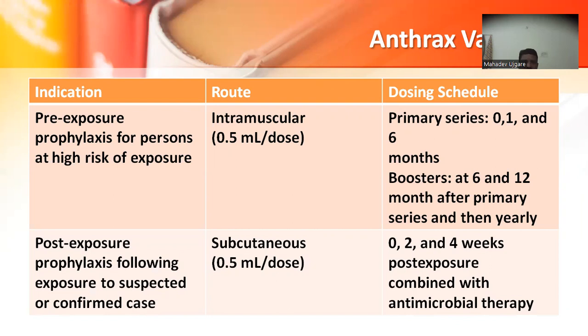For post-exposure prophylaxis, following exposure to suspected or confirmed cases, the route is subcutaneous. The recommended dose is 0.5 ml per dose, and the dosing schedule is 0, 2 and 4 weeks post-exposure, combined with antimicrobial therapy.